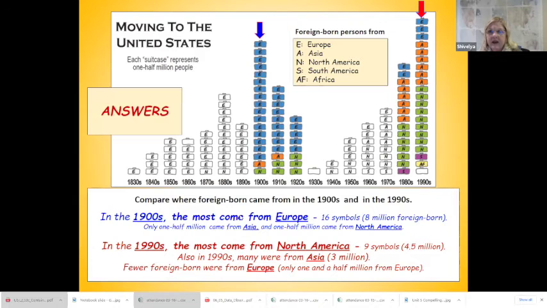We see obviously that in the 1900s, most of the immigrants came from Europe. We also have some that 500,000 that came from Asia and 500,000 from North America. We have to remind them that it's not just us here in North America. Also, we have Mexico, and Central America is considered part of that. And then the difference in the 1990s, where we see an increase in the number from North America. We also have an increase from Asia and a decrease from Europe.